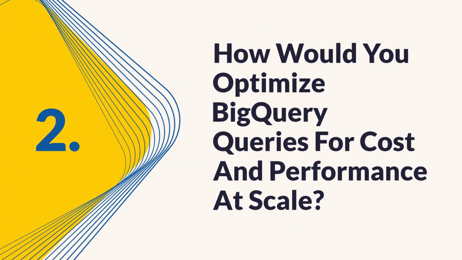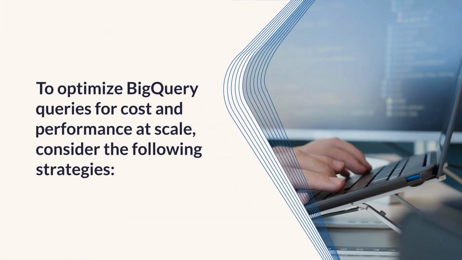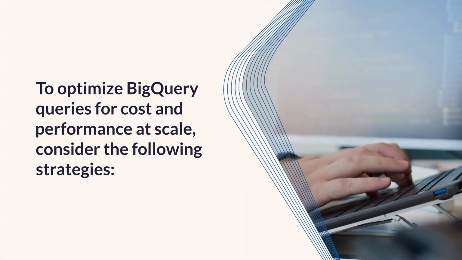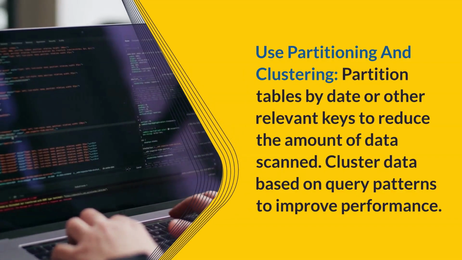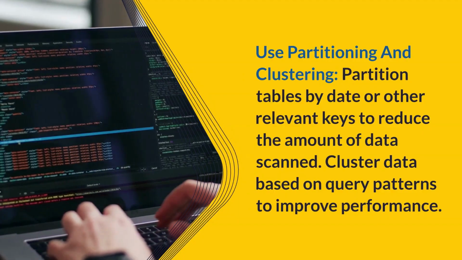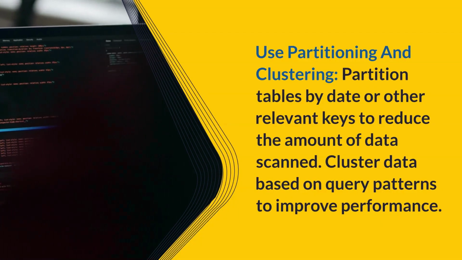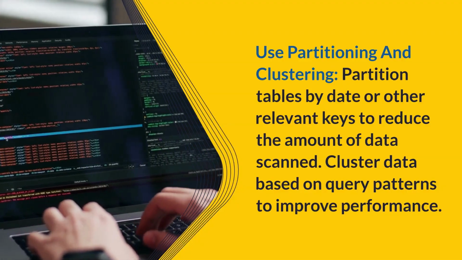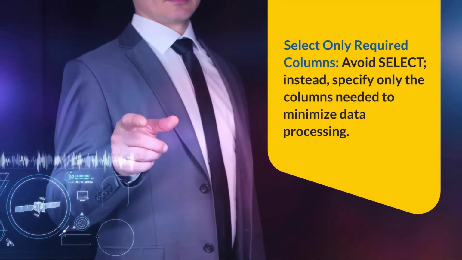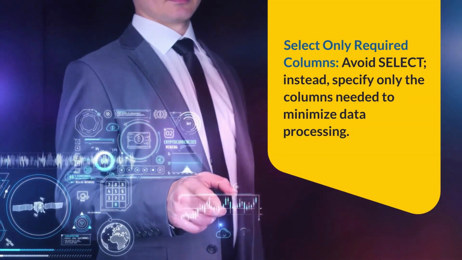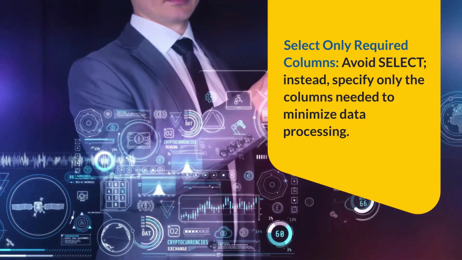2. How would you optimize BigQuery queries for cost and performance at scale? To optimize BigQuery queries for cost and performance at scale, consider the following strategies. 1. Use partitioning and clustering. Partition tables by date or other relevant keys to reduce the amount of data scanned. Cluster data based on query patterns to improve performance. 2. Select only required columns. Avoid SELECT *. Instead, specify only the columns needed to minimize data processing.